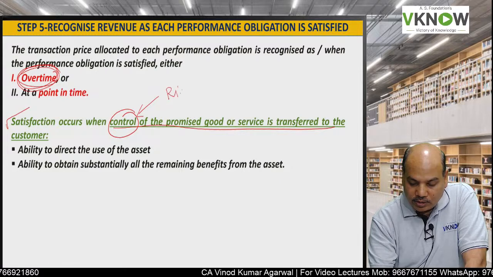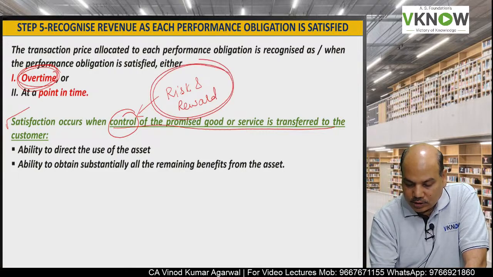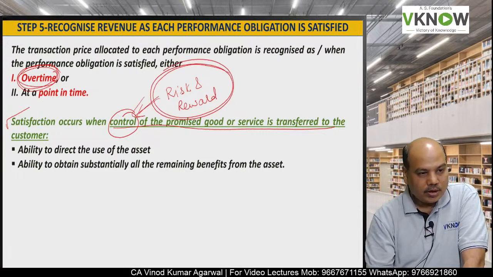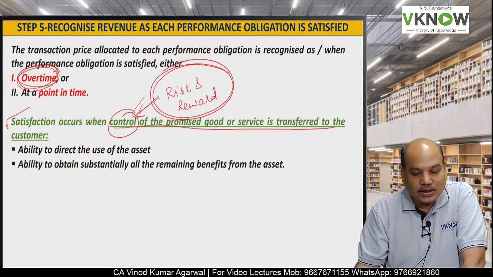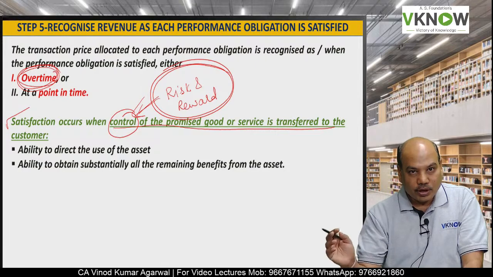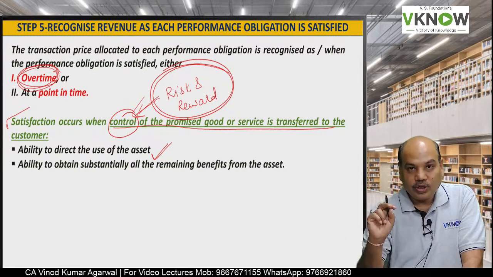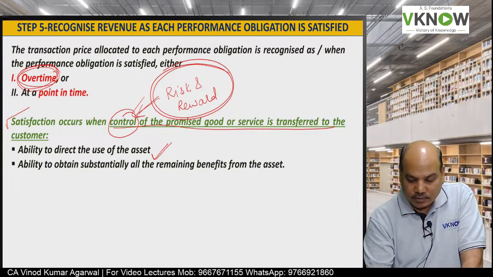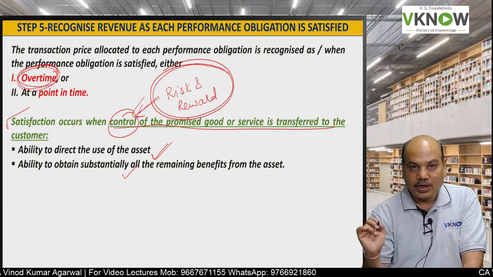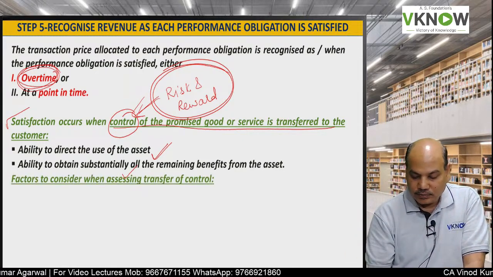When you were in intermediate, the condition was risk and reward. Now the terminology has changed. It is not risk and reward, it is the control of the promised goods and service transferred to the customer. So when is control transferred? When the customer has the ability to direct the use of the asset. When the customer will obtain substantially all the remaining benefit from the asset.